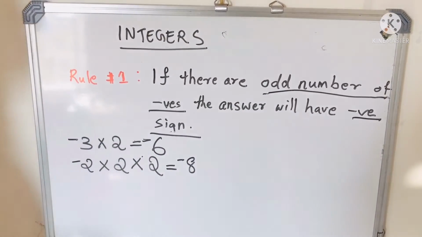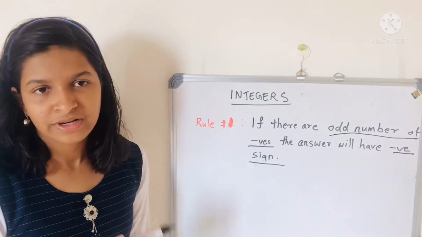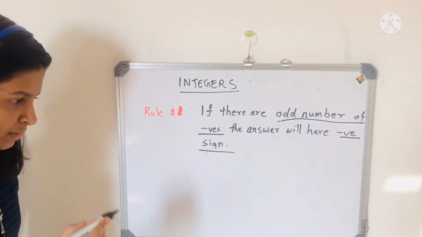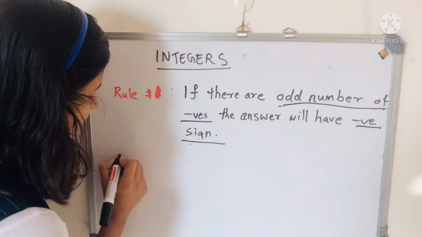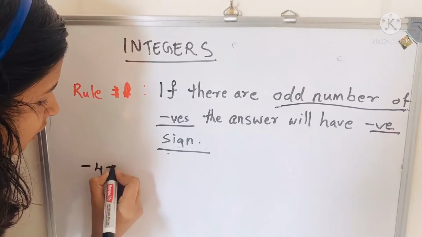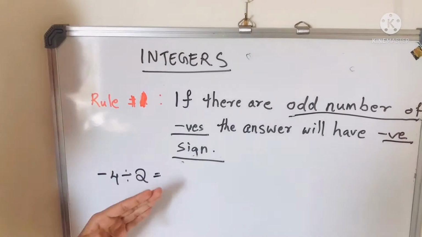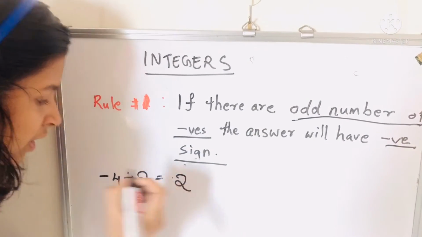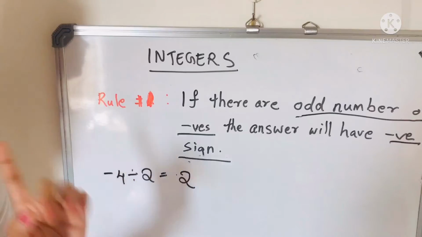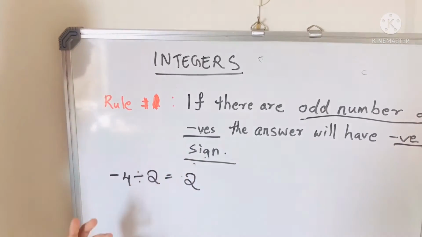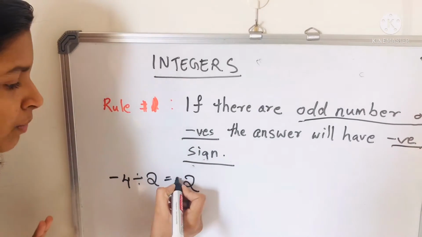Odd number of negatives gives minus. The same rule applies for division also. We can take an example: minus 4 divided by 2. Here we divide 4 and 2, and we get the answer as 2, and the number of negative signs is 1. That means it's an odd number, so we put a minus here.